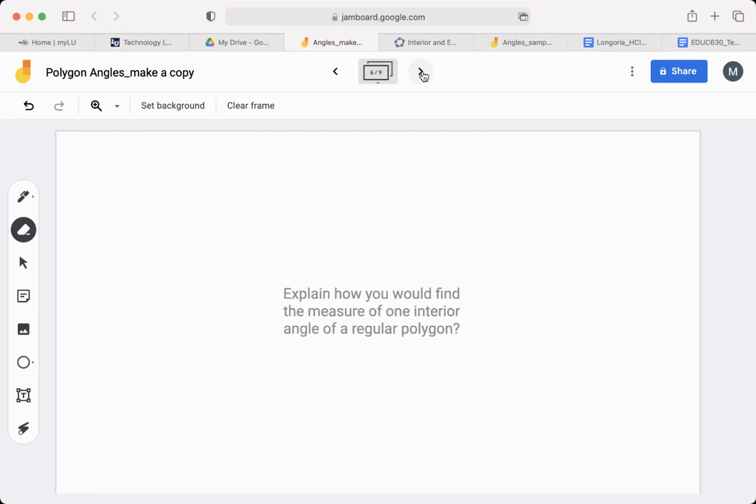Same thing for the next one. Explain how you would find the measure of one interior angle of a regular polygon. And then they're going to say, oh, I'm going to take the sum, and then I'm going to divide it by the number of sides that there are. And then the last one is, how would you find the measure of one exterior angle of a regular polygon? And that is taking the 360, like all of those exterior angles, and dividing it by the number of sides.